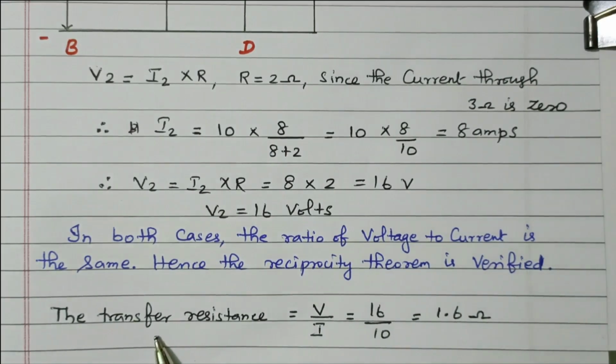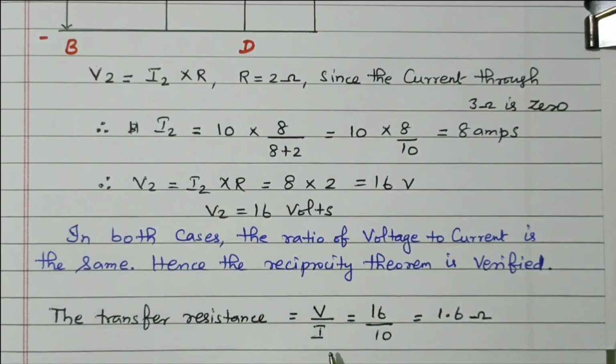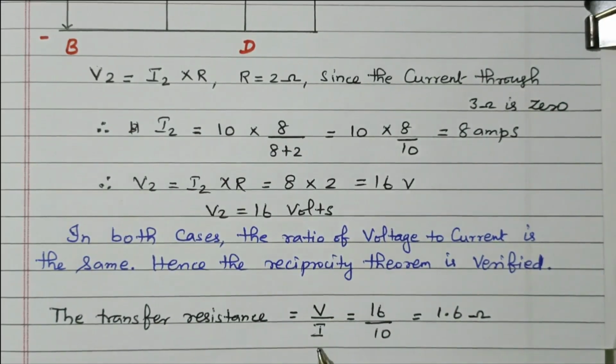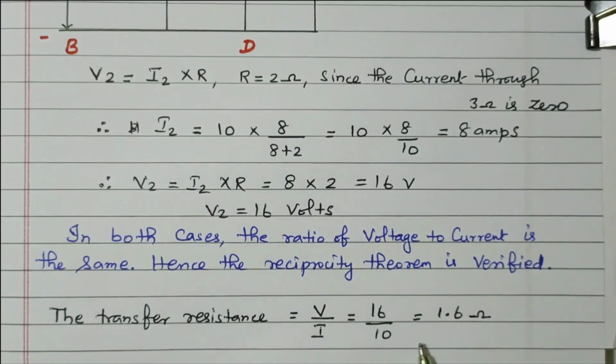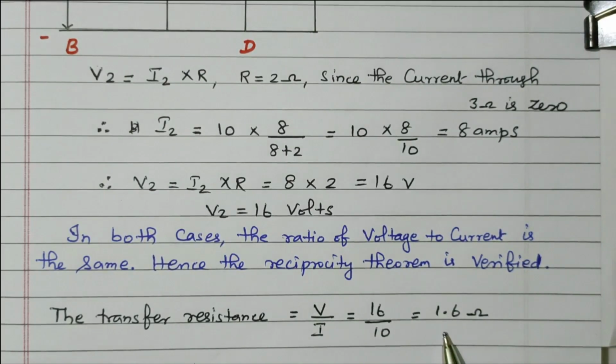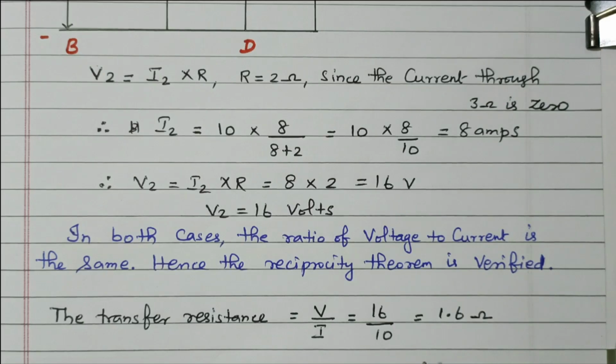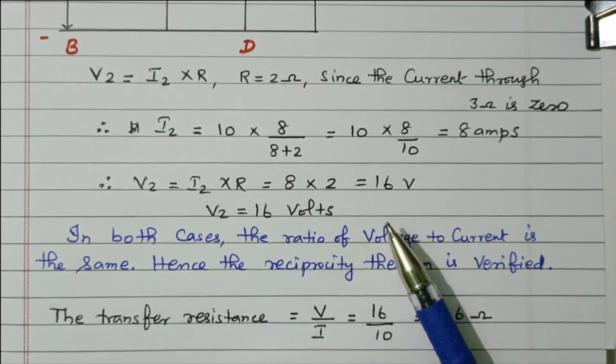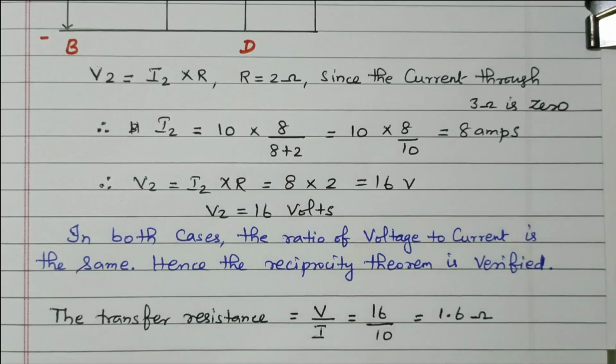So the transfer impedance, the transfer resistance, is V divided by I. V is 16 volts, what we calculated in step 1 and step 2. The current source is 10 ampere. So 16 by 10 equals 1.6 ohm. So the transfer resistance will be 1.6 ohm. So in this problem, we verified the reciprocity theorem and also calculated the transfer impedance. That is, when the current source in branch 1 is changed to branch 2, the voltage in branch 2 will be reflected in branch 1. That voltage is nothing but 16 volts. From this we calculated the transfer impedance.